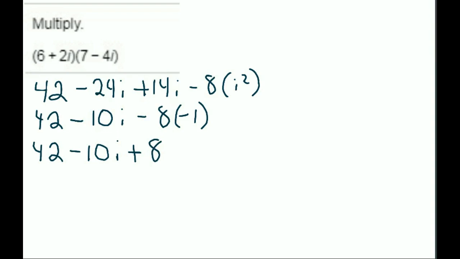So at this point, the last thing I've got to do is combine these real parts to finalize this problem. So 42 plus 8 is 50. And then we bring down the 10i. So here we have our solution to this multiplication problem.